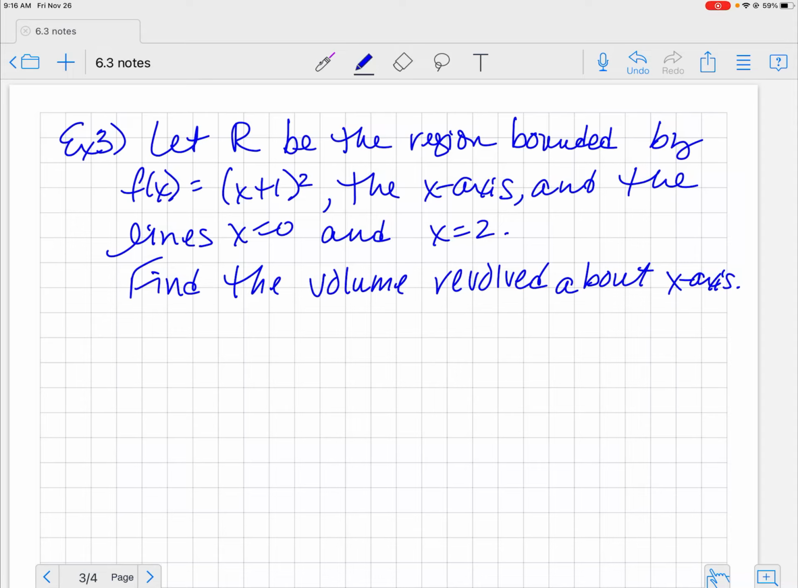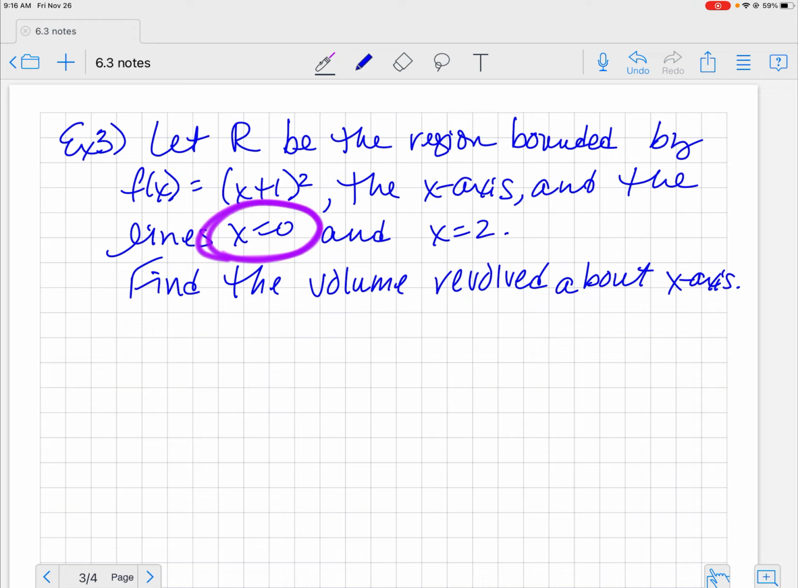All right, the same kind of deal is going to happen with these problems as when we were finding the area. I do expect you to be able to graph some basics here, okay? So we are going to let R be the region bounded by this curve, which is x plus 1 squared, the x-axis, and the two vertical lines, x equals 0 and x equals 2. We want to find the volume revolved about the x-axis.